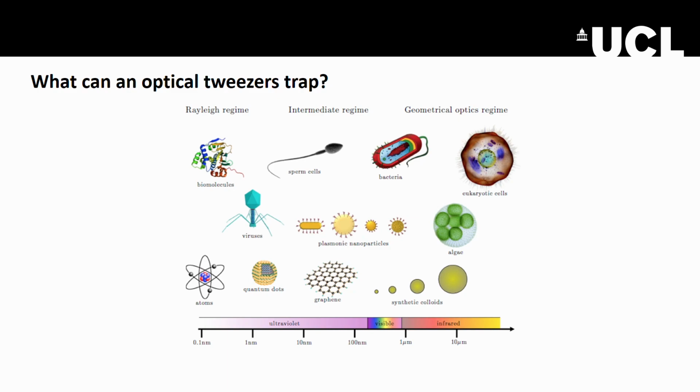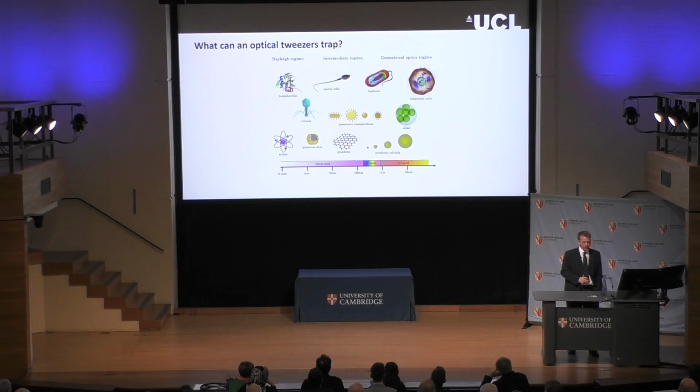However, with species such as atoms, you can exploit things like atomic resonances to amplify basically the polarizability, and they do become trappable. So a great range of size. We're going here from 0.1 nanometers up to 10 microns. And it's the same physics all the way through, really. The interaction of laser light with trapped particles.